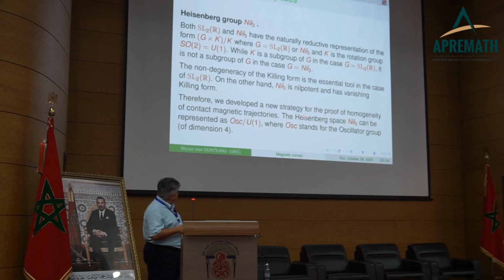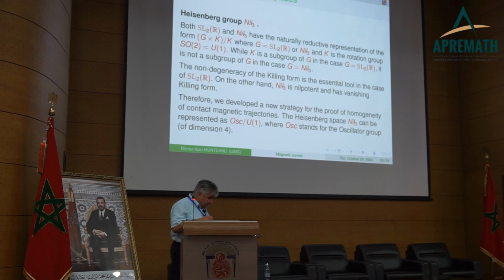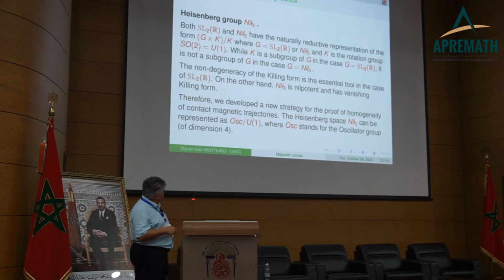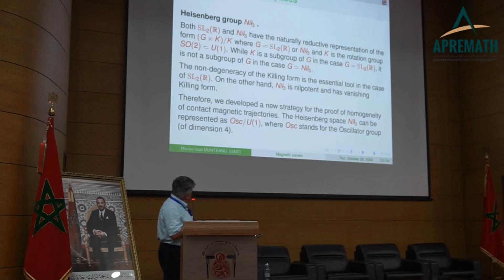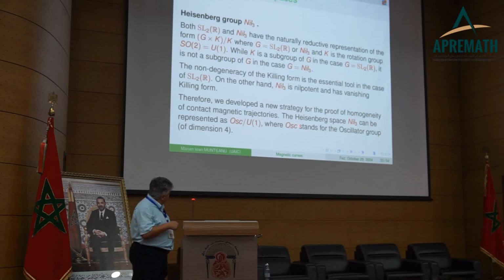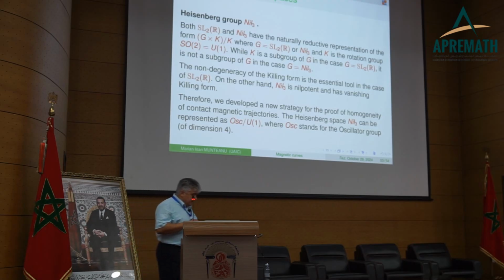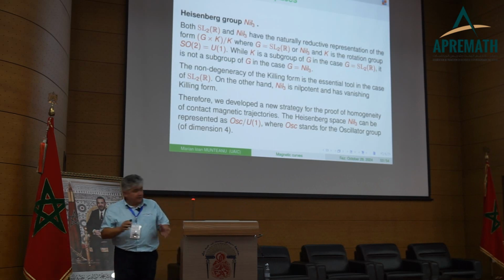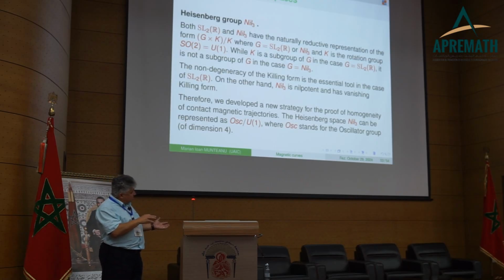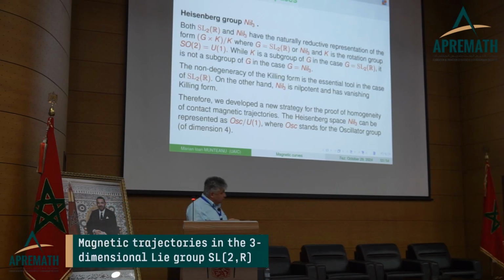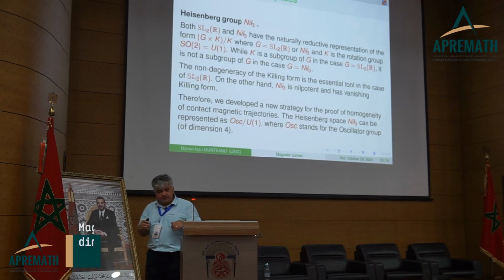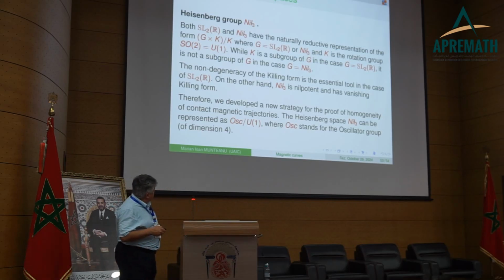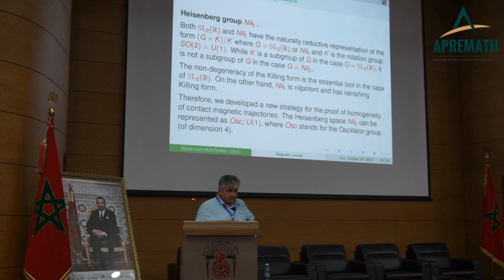But we have a very interesting framework, namely the Heisenberg space Nil3 can be represented as OSC by U1, where OSC is the oscillator group of dimension 4. We were able to move everything from the magnetic background first to the oscillator group, and then to move the result back, and we obtained the homogeneity of magnetic trajectories.